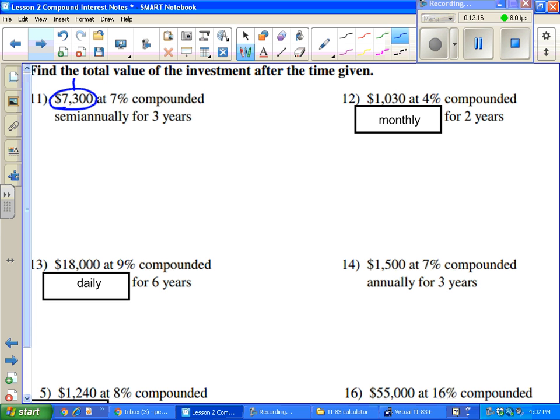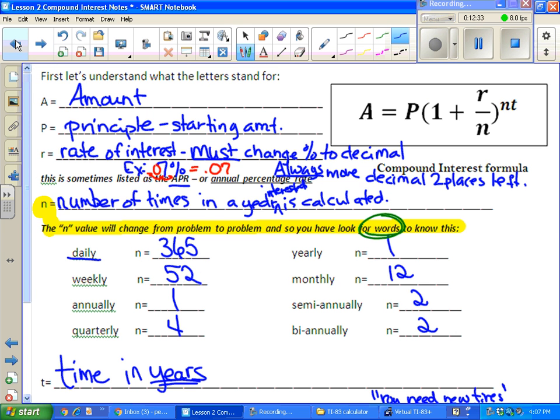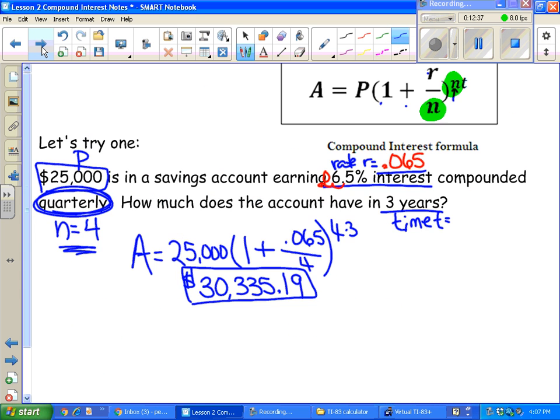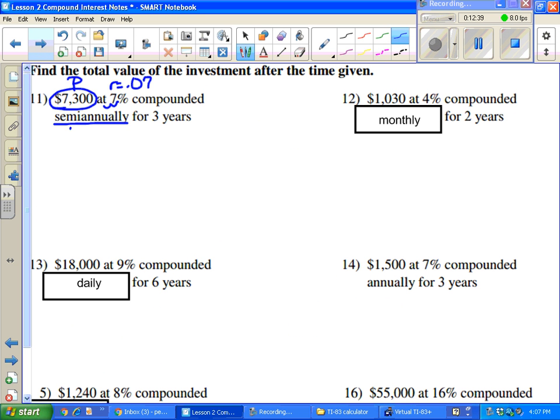7,300 is my principal, the starting amount. 7%, move the decimal back 2 places, so I'm going to use 0.07 as my R. Compounded semi-annually. That's a word I have to remember. How many times a year is semi-annually? Remember, that's my N value. Semi-annually is 2, so I know my N value is 2. You're looking for a word to help you with your N value. For 3 years, 3 years is my time.